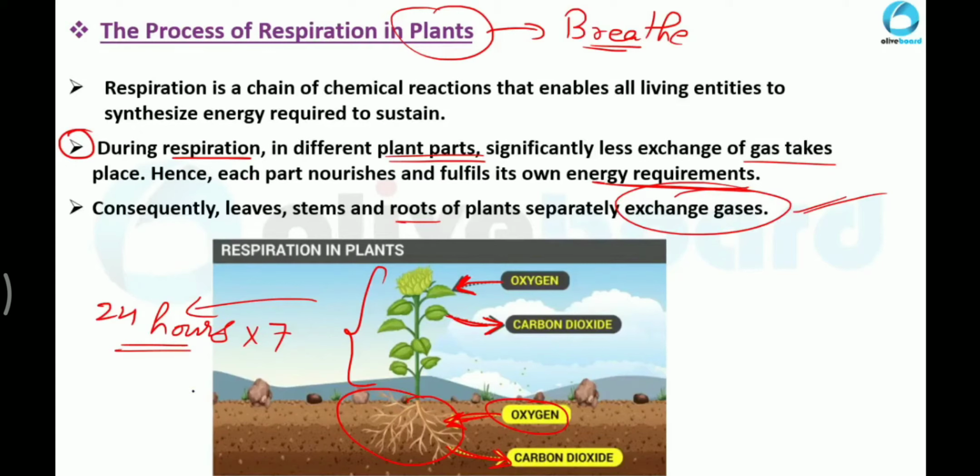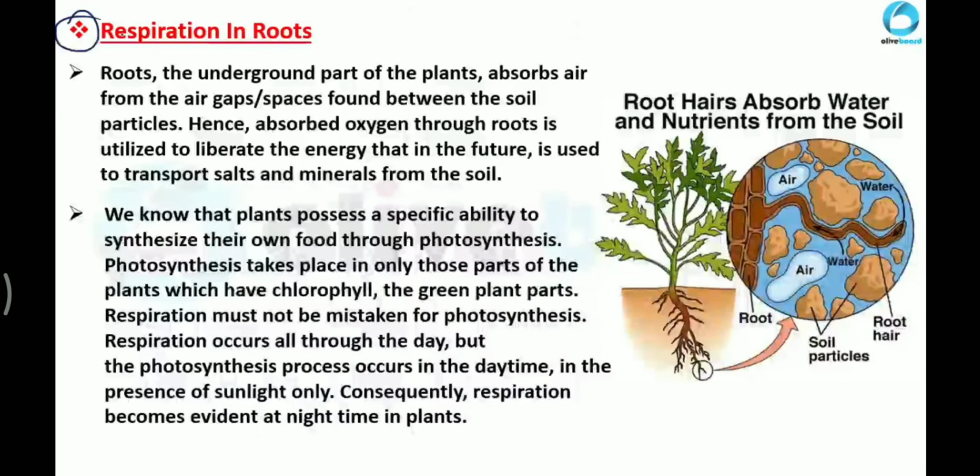Plants absorb oxygen in the daylight also, but the amount of oxygen they are absorbing in the daylight is very, very much less in comparison to the amount they are releasing in the atmosphere with the help of the process of photosynthesis. So both photosynthesis and respiration are different things, and respiration occurs 24 into 7 in plants. Understood? Now we will discuss a few more things, like respiration in roots, or respiration with the help of roots.